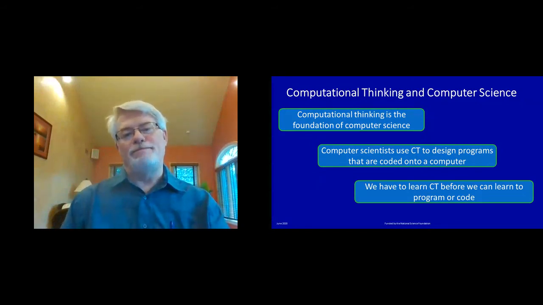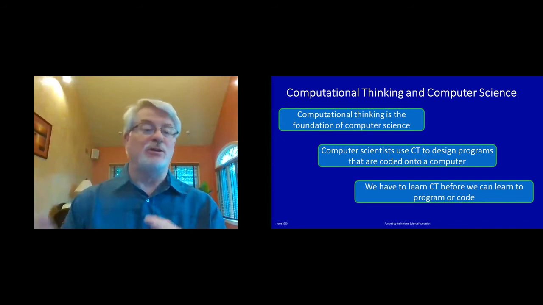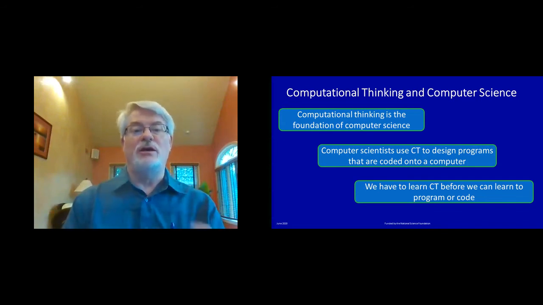So the last slide here is how are computational thinking and computer science related? And you've probably heard about computer science a lot more than computational thinking. That was our first module. Those are the standards of learning that are being applied in Virginia. But they're related in that computational thinking is the substrate, the foundation.